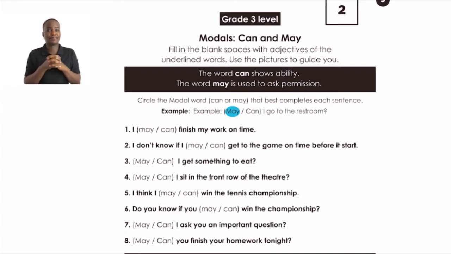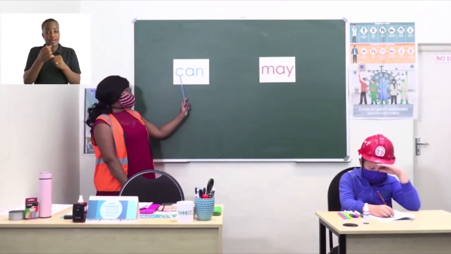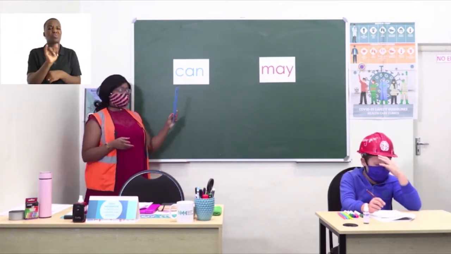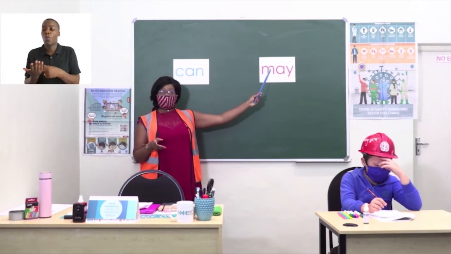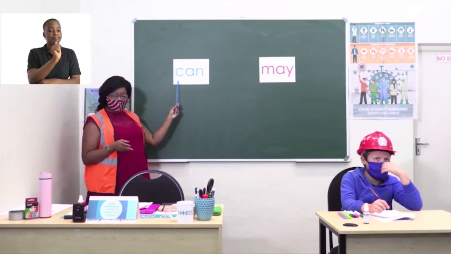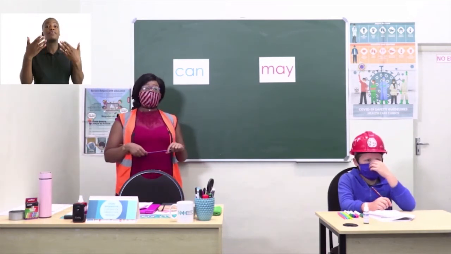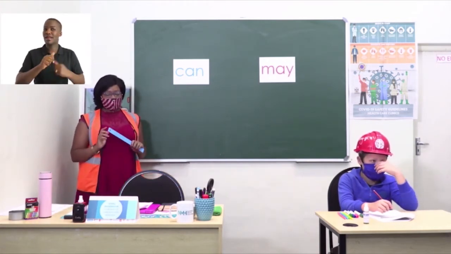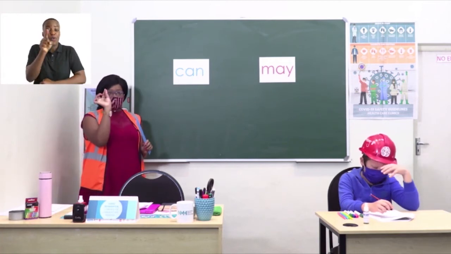Let's take a look at number 1. Number 1 says, I dash finish my work on time. Let's take a look at the board now. Remember, we have our words can and may. For number 1, do we say can or do we say may? The answer is can. I can finish my work on time. If you thought the answer was can as well, well done. Please circle the word can.